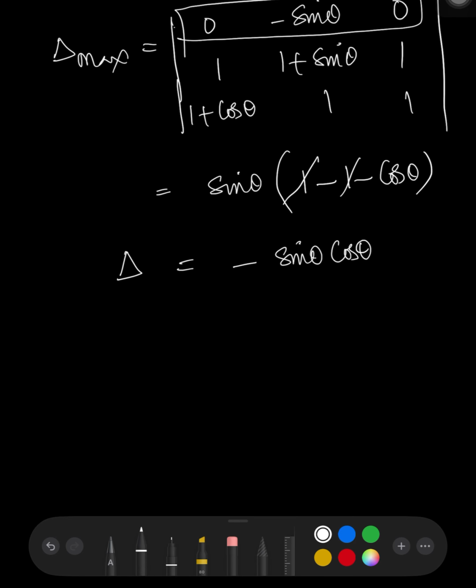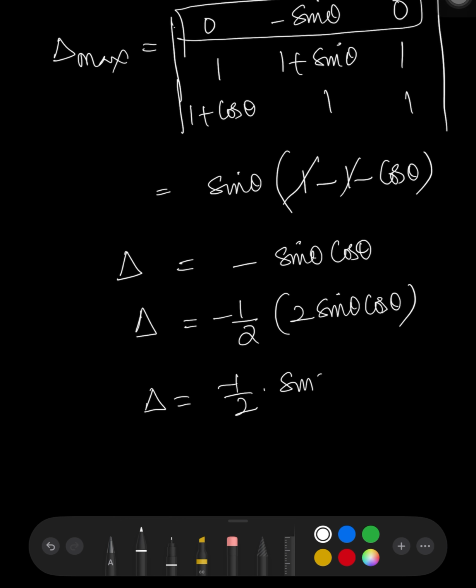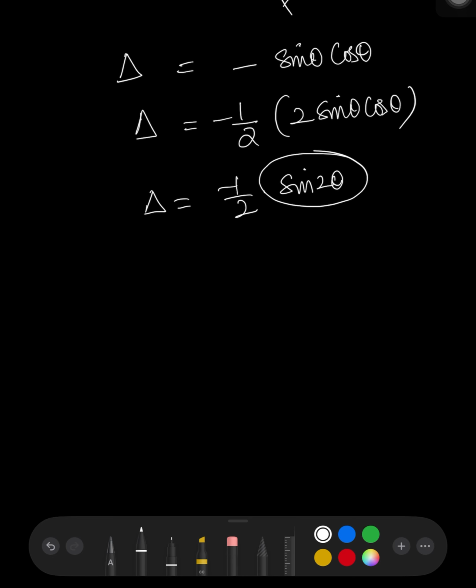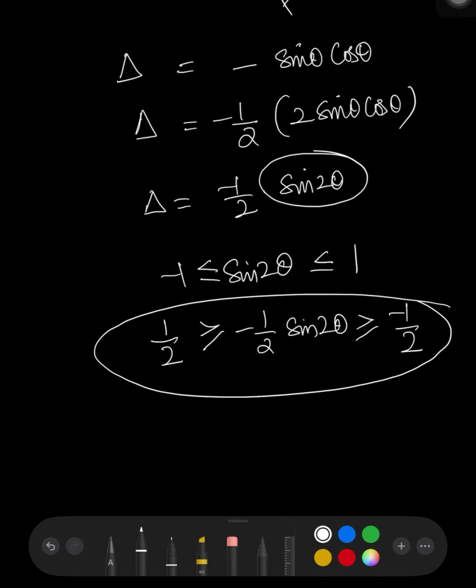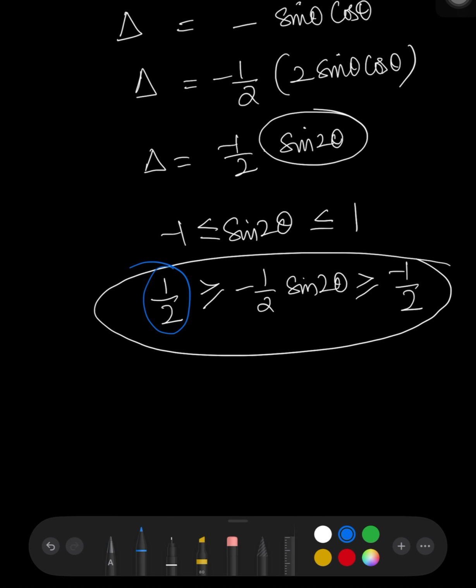Now I need to find delta max. First of all, I divide by 2 and multiply by 2 sin theta cos theta, so delta equals minus 1 by 2 into sin 2 theta. Clearly we have sin 2 theta, and we know that sin 2 theta ranges from minus 1 to 1. You can multiply this inequality by minus 1 by 2; whenever we multiply an inequality by a negative quantity, the signs change. So minus 1 by 2 is greater than or equal to minus 1 by 2 sin 2 theta, which is greater than or equal to minus 1 by 2 at the other end. So this is the interval. Here the maximum value is 1 by 2, so clearly delta max equals 1 by 2.